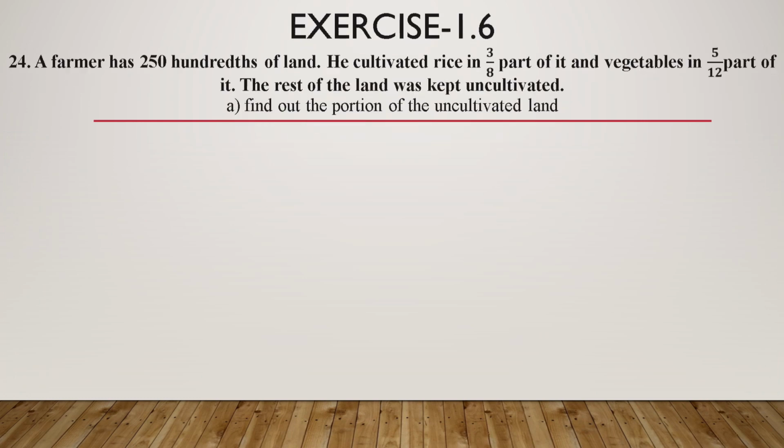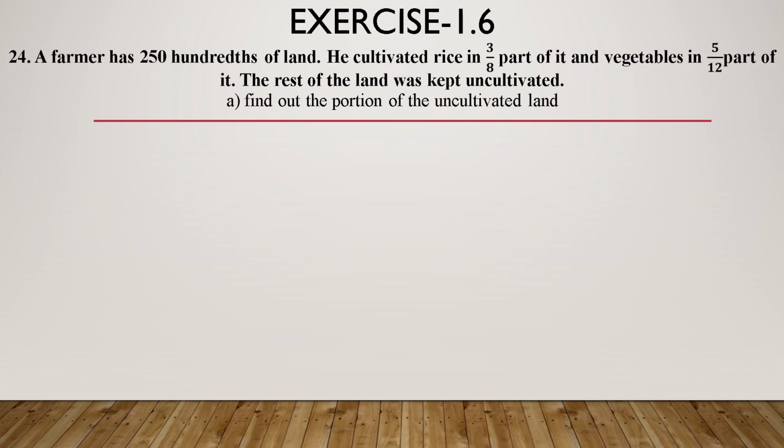Now, my dear students, from exercise 1.6, I will solve an important creative question, that is number 24. A farmer has 250 hundredths of land. He cultivated rice in 3 by 8 part of it and vegetables in 5 by 12 part of it. The rest of the land was kept uncultivated. Now, question A is, find out the portion of the uncultivated land.